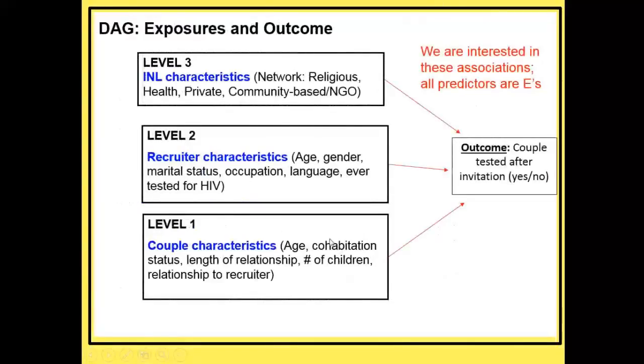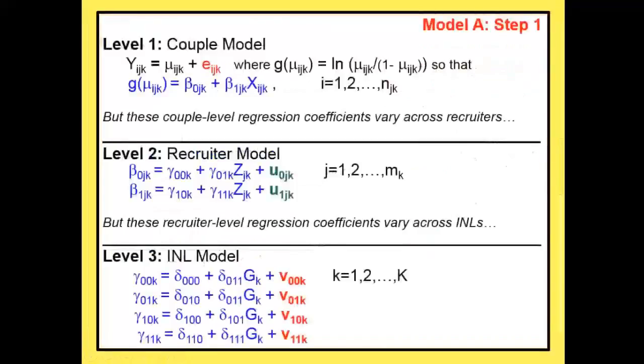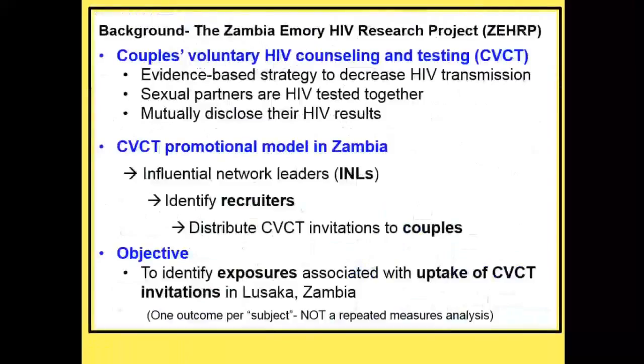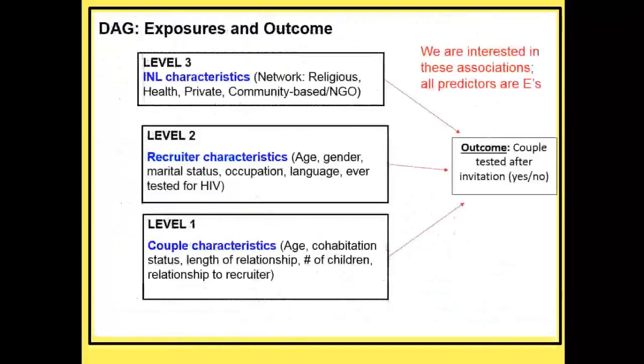So we have these 3 levels, and at each of the levels we have variables. We are interested in the association of these variables with the outcome, whether the couple got tested, but we have to take into account these 3 levels. So here's a model that was used, one of several models. Here's the model at the first level with one variable for the couple level, which, if we think about what I said, could be any one of those variables. It might be whether they cohabited. It could be anything.